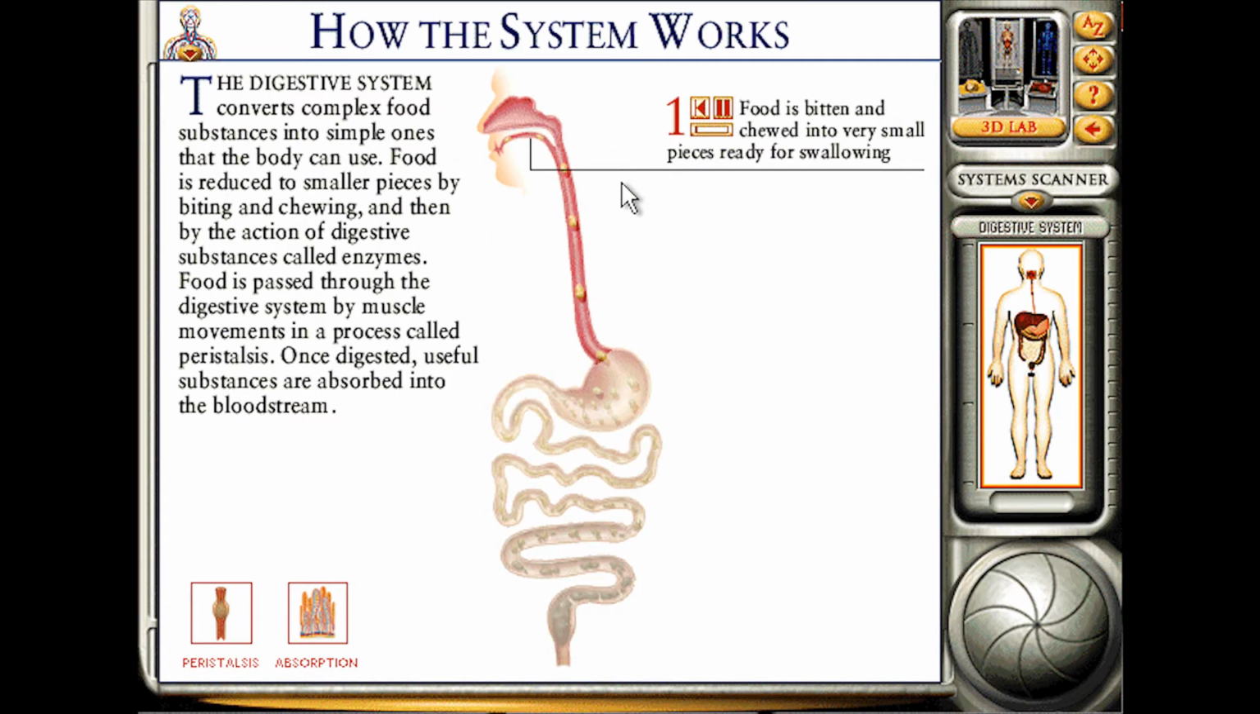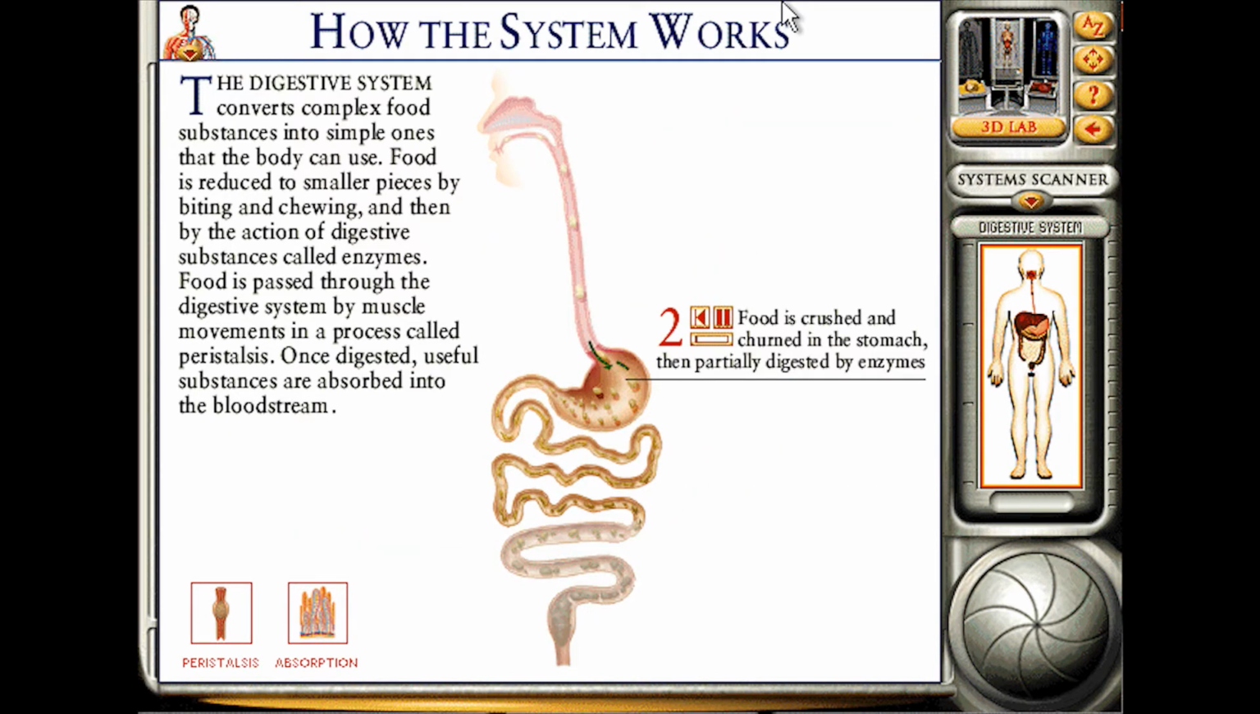While food is chewed inside the mouth, it is also moistened by saliva. When broken down into sufficiently small, moist pieces, the food is pushed to the back of the throat and swallowed. Muscles in the wall of the esophagus push the ball of chewed food towards the stomach in a process called peristalsis.